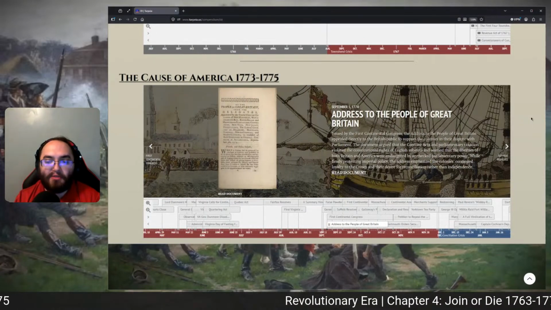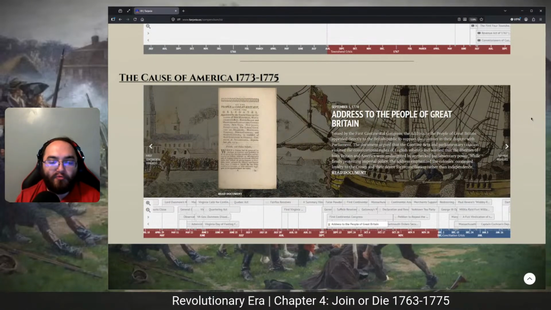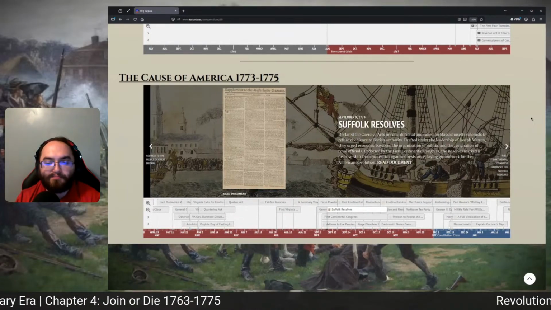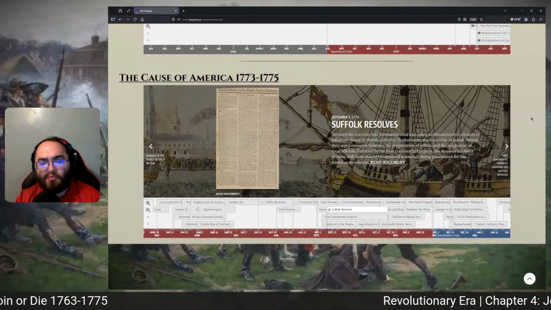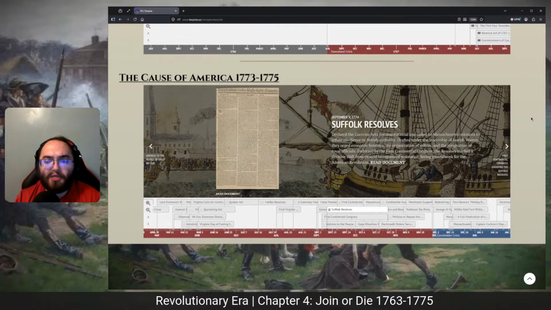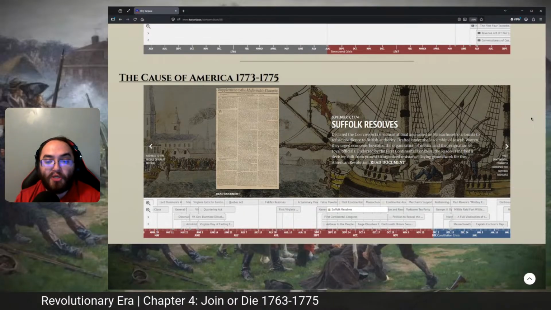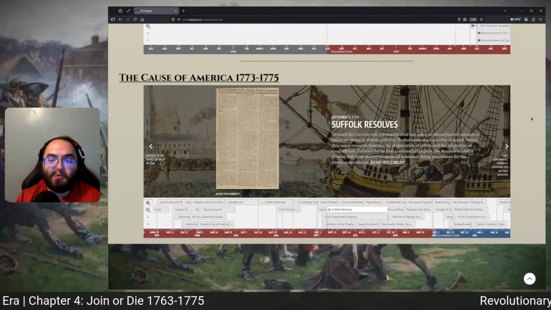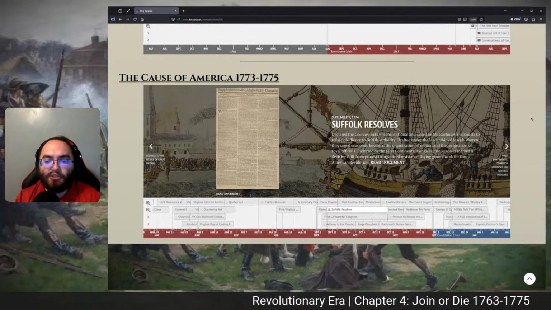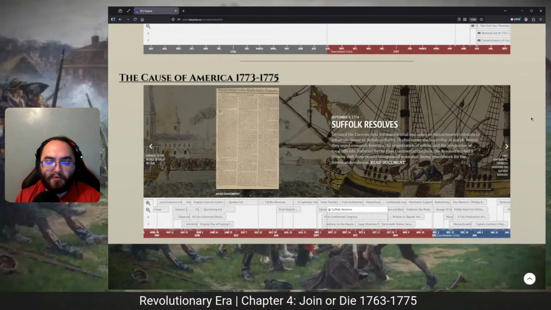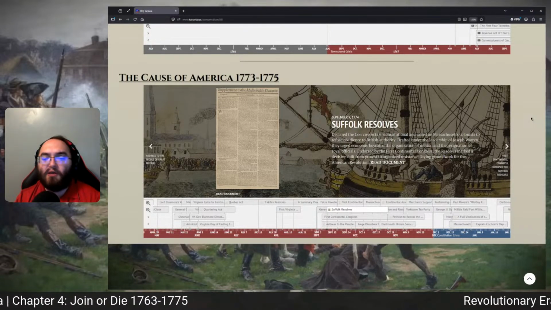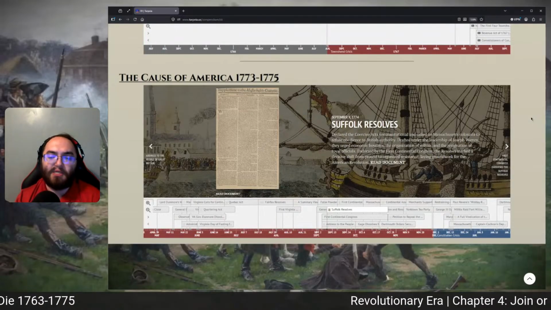And so the Address to the People of Great Britain is one of the petitions passed by the First Continental Congress. You have the Suffolk Resolves, which declared that the Coercive Acts were unconstitutional and called on Massachusetts colonists to refuse obedience to British authority. Drafted under the leadership of Joseph Warren, they urged economic boycotts, the organization of militia, and the resignation of royal officials. Endorsed by the First Continental Congress, the Resolves marked a decisive shift from protest to organized resistance, laying groundwork for the American Revolution.